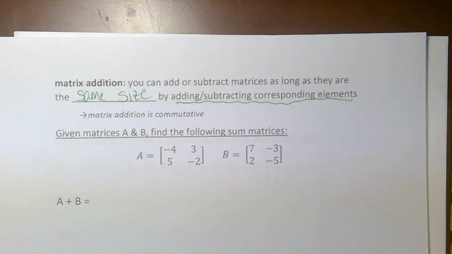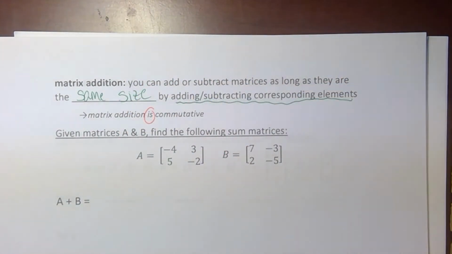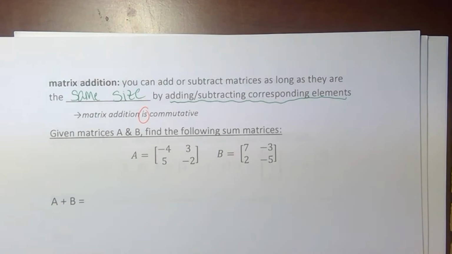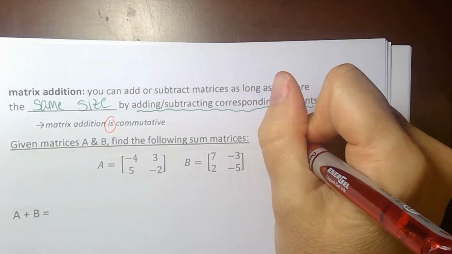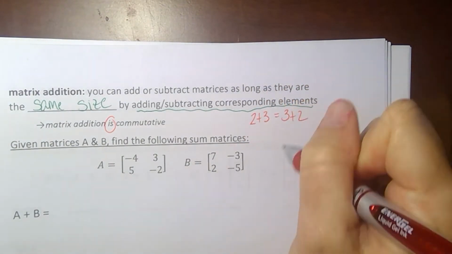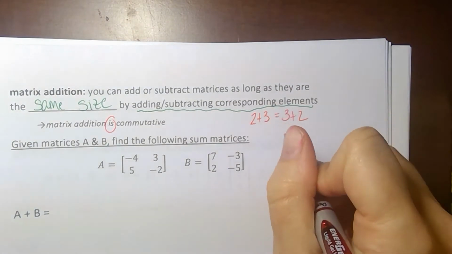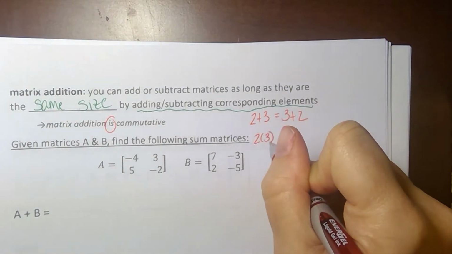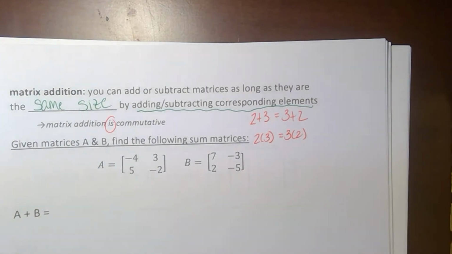Now notice that I'm told here that matrix addition is commutative. Commutative means order doesn't matter. Arithmetic addition is commutative. For example, 2 plus 3 is the same thing as 3 plus 2. That order does not matter. What other operation is commutative in arithmetic? Well, multiplication is commutative because 2 times 3 is the same thing as 3 times 2.